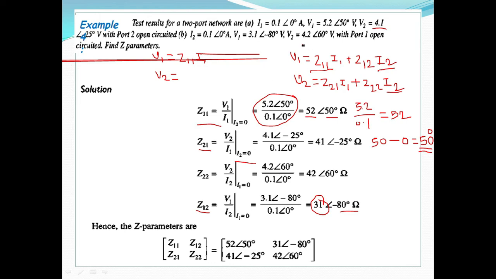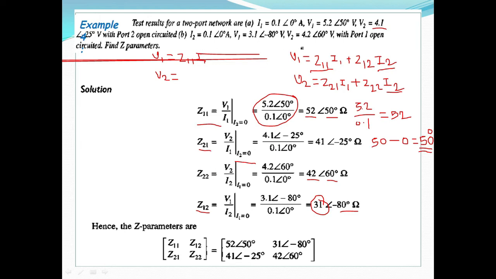In this case, for V2, port 1 is the open circuit, so this parameter is 4.2 at an angle of 60 degree upon 0.1 at an angle of 0 degree. Therefore 4.2 upon 0.1 is equal to 42 at an angle of 60 degree. So all the parameters have been found.